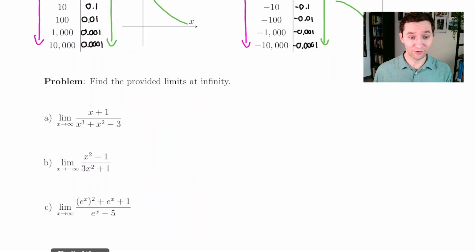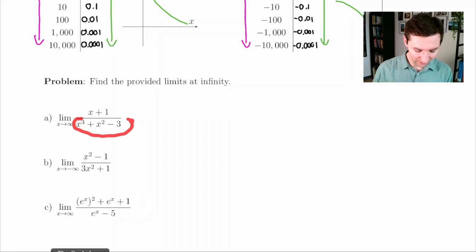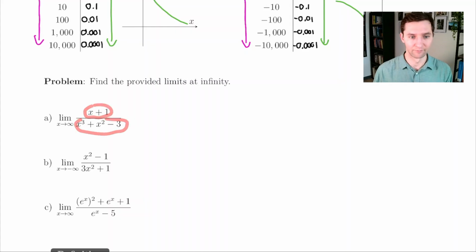There are three major ways in which you can compute limits at infinity. Let's take a look at the first example. We need to find the limit as the inputs grow without bound of this fraction. As x gets bigger, the numerator gets bigger. It tends toward infinity. The denominator also tends toward infinity. So this limit is of the form infinity divided by infinity.